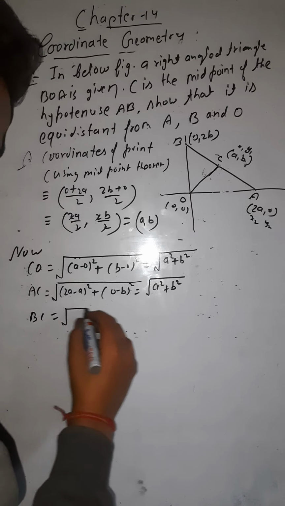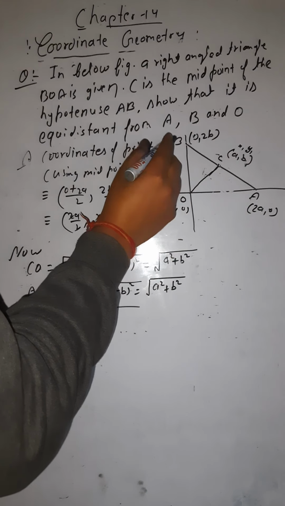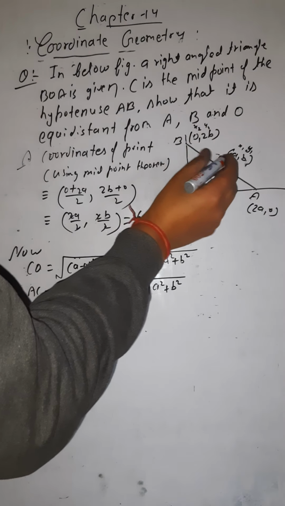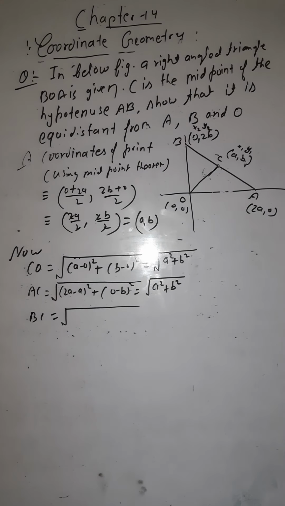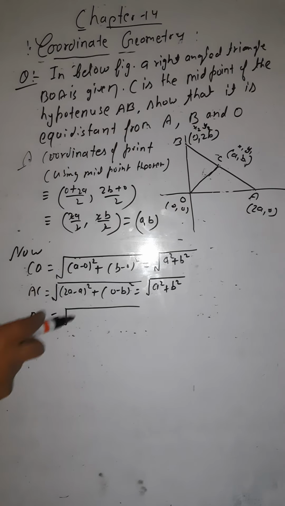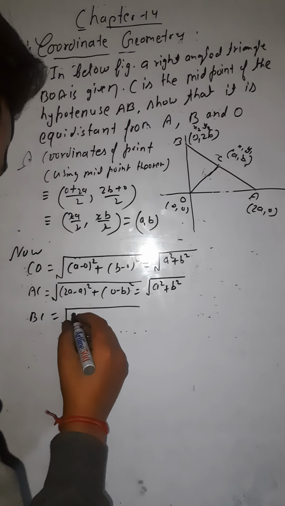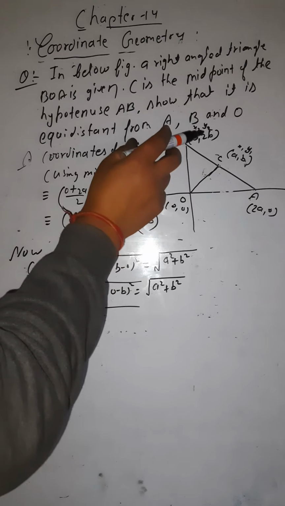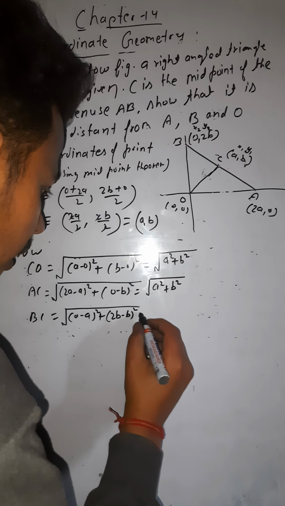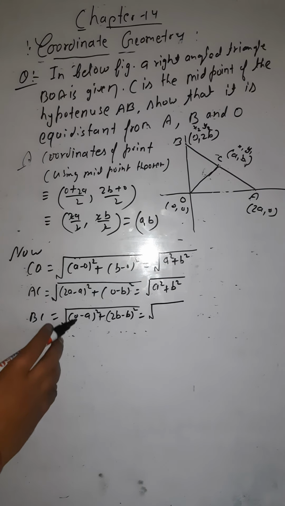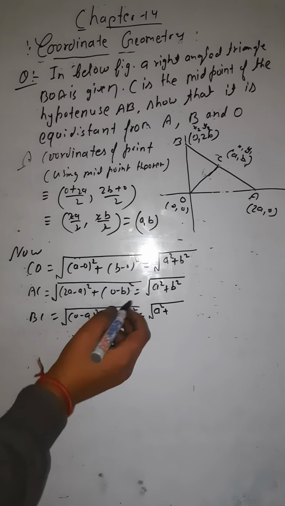Or BC I am finding out. For finding out BC, B is coming first. So let's say these points are x2, y2 and this one is x1, y1. So for finding out BC, the first coordinate would be x2 minus x1 whole square, meaning 0 minus a whole square, plus y2 minus y1, meaning 2b minus b whole square. So this would be equal to, you can see, 0 minus a is minus a, the square of minus a is a square. 2b minus b is b and the square of b is b square.